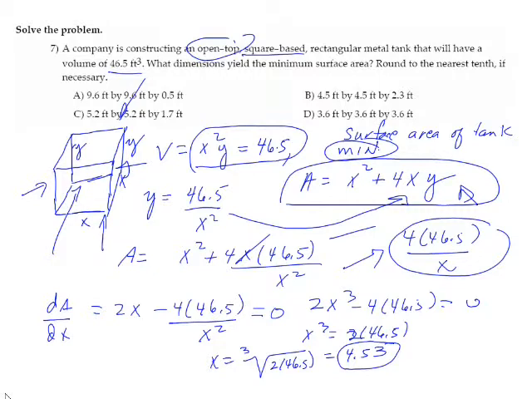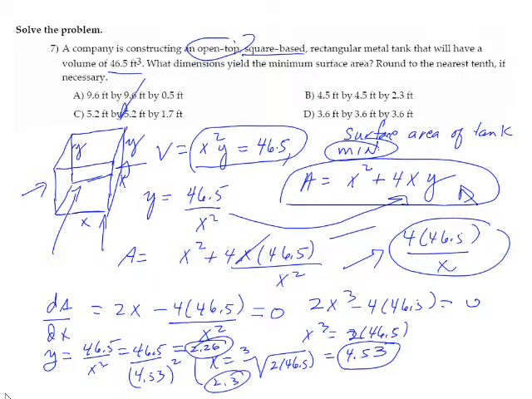And then substituting for Y equals 46.5 over X squared, we get 46.5 over 4.53 squared, and we get that Y is equal to 2.26. So we round that off to 2.3, and we round this off to 4.5. So we get answer B, which is 4.5 by 4.5 by 2.3 feet.